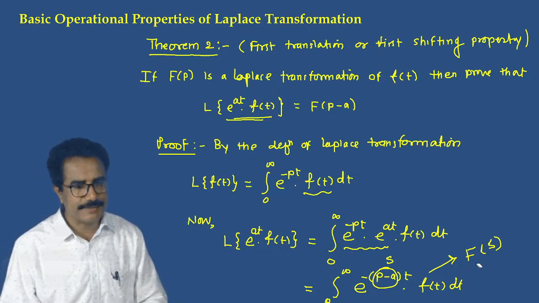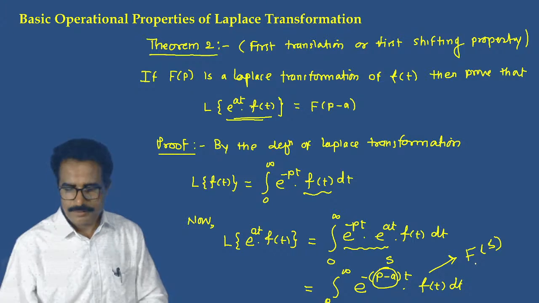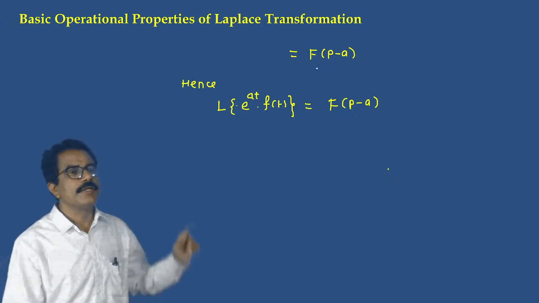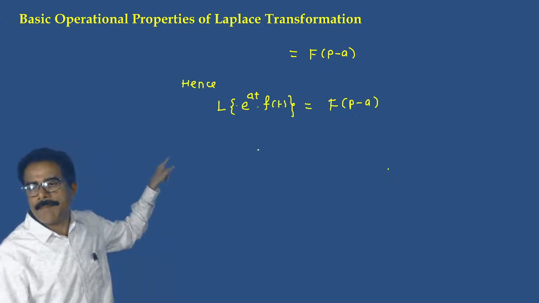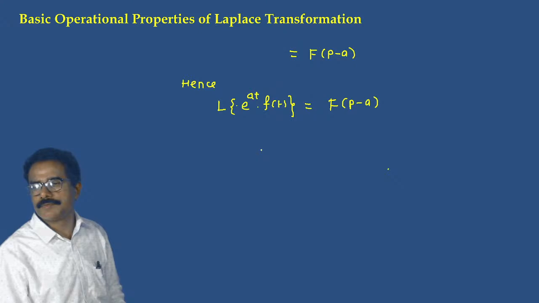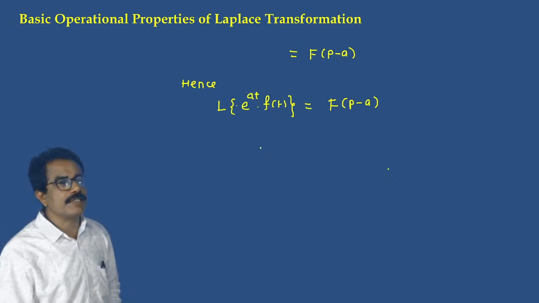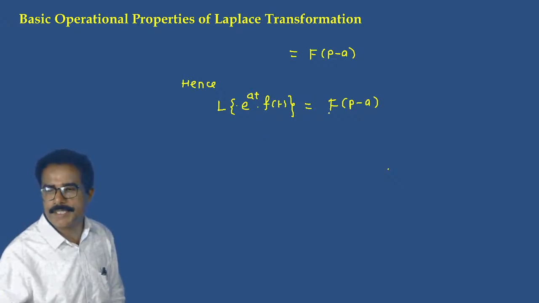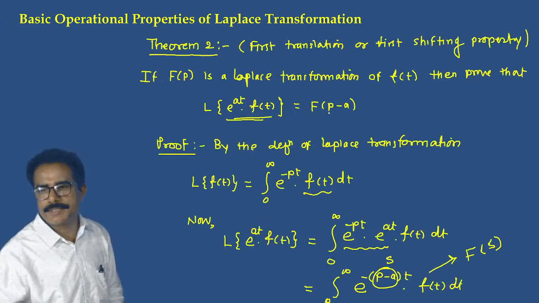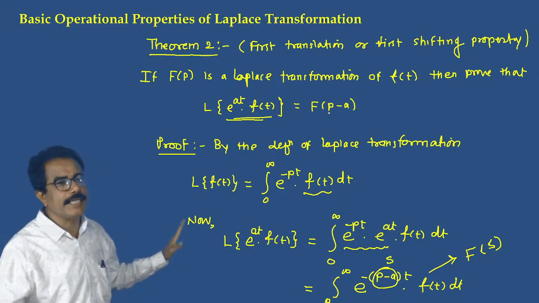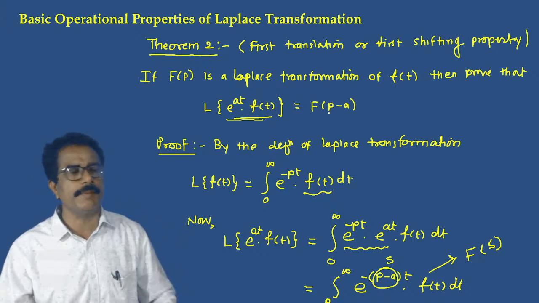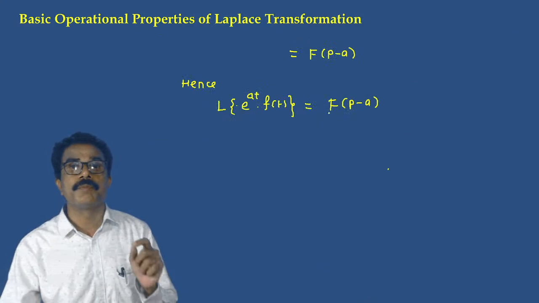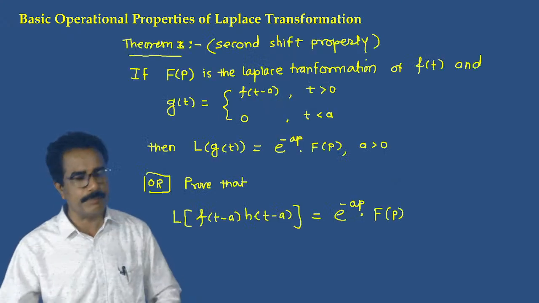Thus we can write this. F of p minus a, that means the Laplace transformation of e raised to at into f of t is equal to capital F of p minus a. Okay, very good. In this way we have proved this simple property of the Laplace transformation. Actually this is a very simple property, but you must understand the solution process or the property.